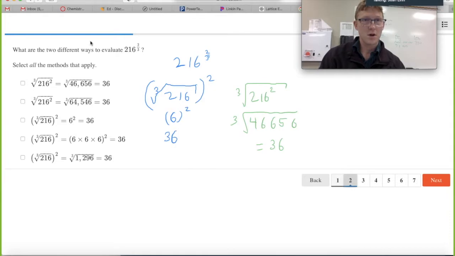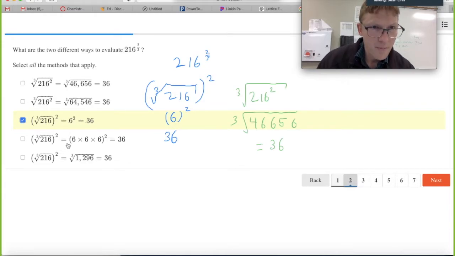So, select all methods that apply. Got it. Let's see here. Where's our first method where we did the cube root first? This one seems like it's the cube root. You did the cube root and 6 squared equals 36. Yeah, that's wrong. And I'm looking at this last one. I never got that number, so I'm assuming that that's wrong.